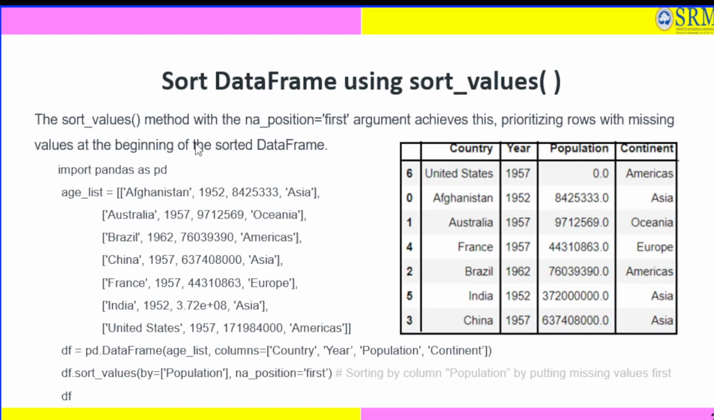Then we have another option with the sort underscore values method, na position equal to first. That means we are going to prioritize rows with missing values at the beginning of the sorted data frame. While sorting, we wanted to know where the missing values are. So you can sort using sort underscore values, and the only thing we need to set is na underscore position equal to first. That means it is going to put all the missing values first.